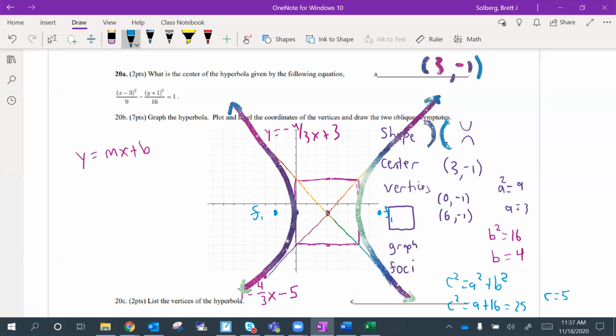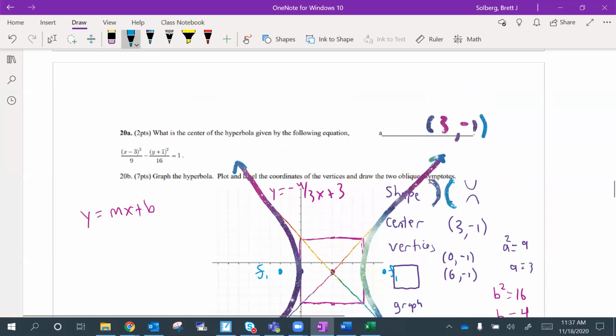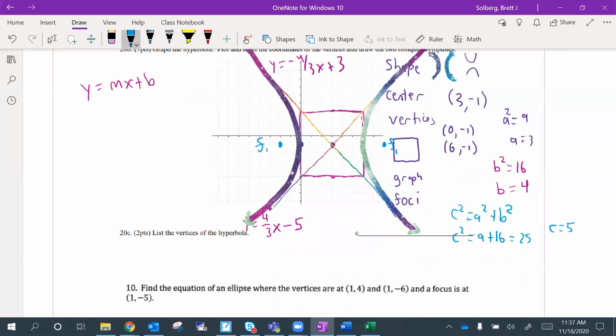But please make sure when you do this, if it asks you to plot and label, we would want to say, stop moving here. We want to say this is like V1, or just put a vertex here and actually label it 0, -1. We kind of did that over here, but I want it to plot and label it, okay? So that's 6, -1. Make sure your graphs look really nice.